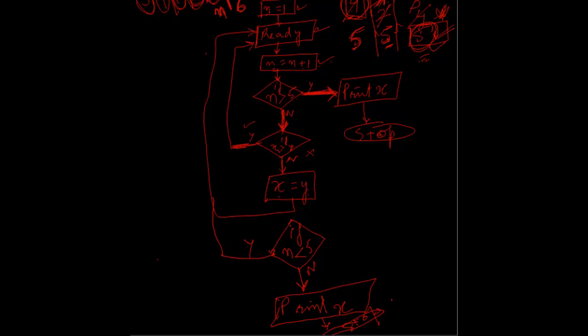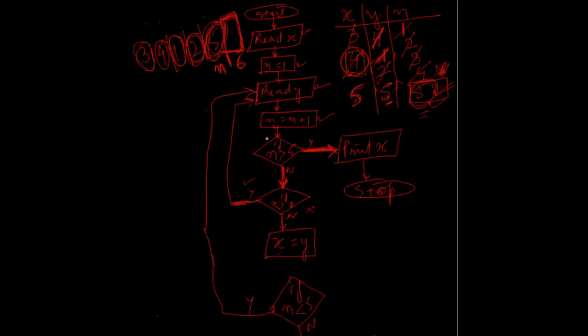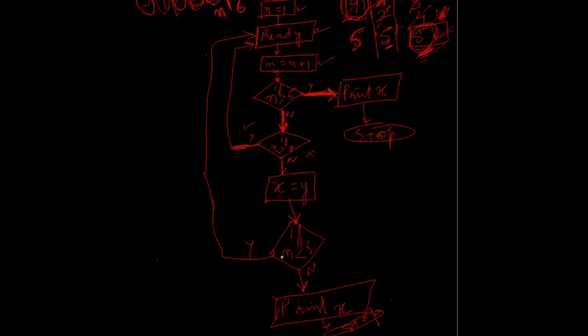I will go here, eraser. I will go here. It has to read y only when n is less than 5. This time n is equal to 5. You can see n is equal to 5 here. So it will go to this no part, and it will print x. What is the value of x? This is fine. It is working fine now.